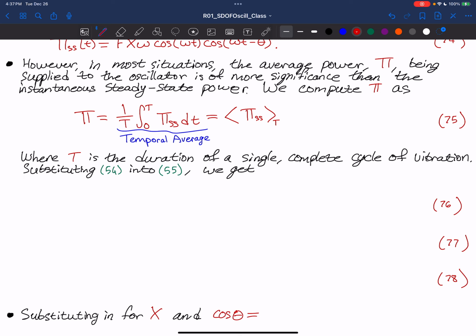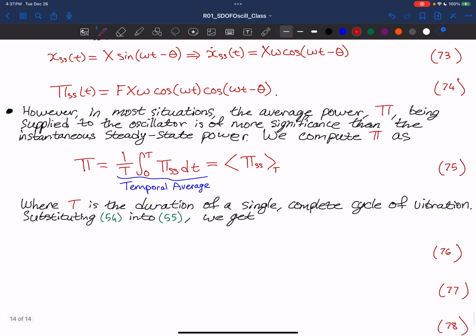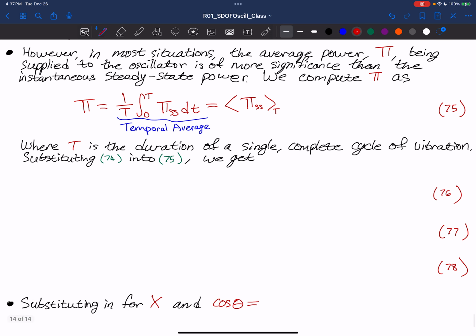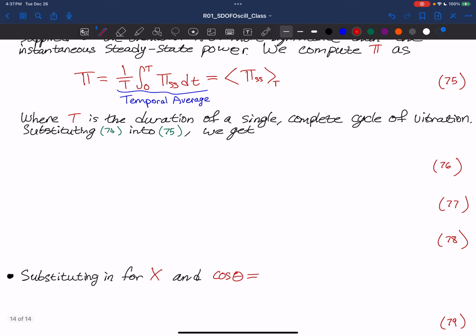All right, so from here, we're going to substitute in equation 74 into 75. And doing so, we're going to end up with the following. The big pi is equal to the quantity big F big X omega divided by big T times the integral from 0 to big T of the term cosine omega t times the cosine of omega t minus theta dt.